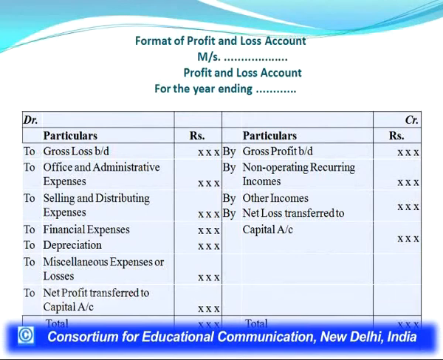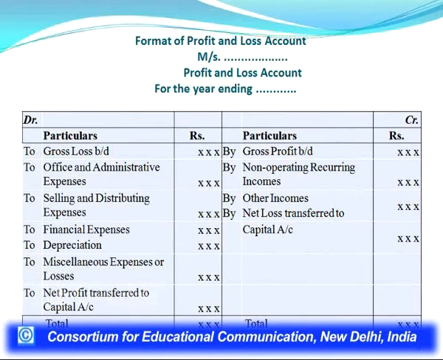So, first we have to prepare trading account and then we have to prepare profit and loss account. So, the gross profit disclosed by trading account shall be brought here. If there is a gross loss, then it will be shown on the debit side. On the debit side, we are showing office and administrative expenses, selling and distribution expenses, financial expenses, depreciation and maintenance, miscellaneous expenses and losses. On the credit side, we are showing non-operating recurring incomes, other incomes, net loss.